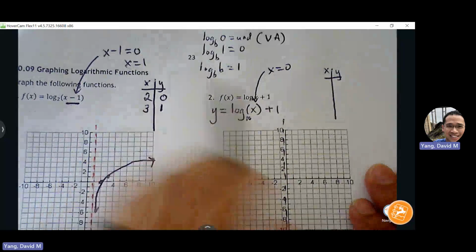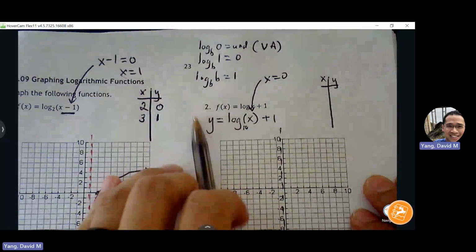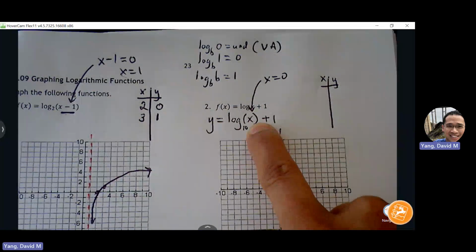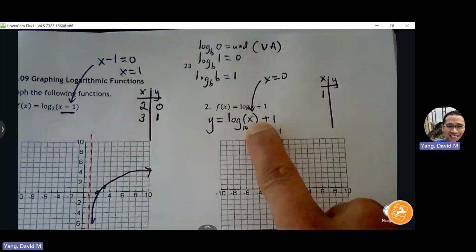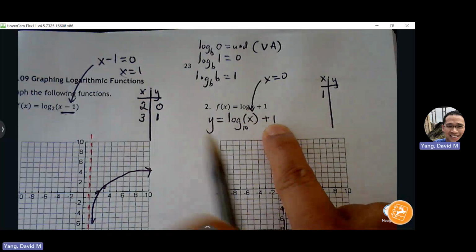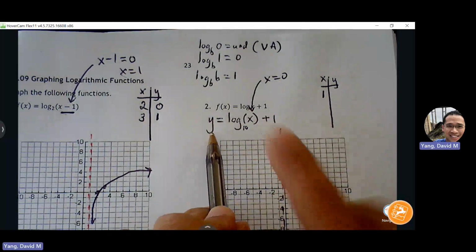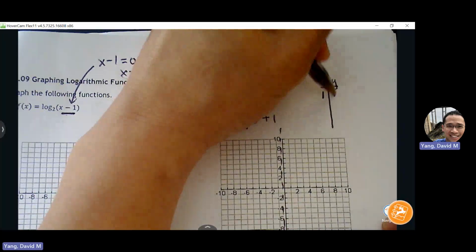Okay, so we want to take advantage of log properties here. So I'm going to choose 1 for x because log of 1 is what? 0. But 0 plus 1 is 1 because I want to find the y value. There's going to be a shift. So my ordered pair is now 1, 1.